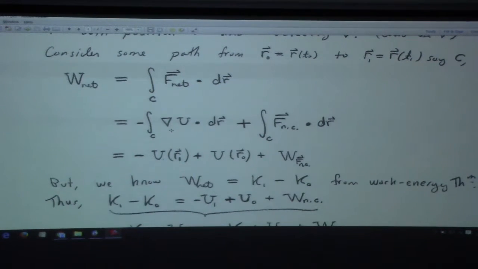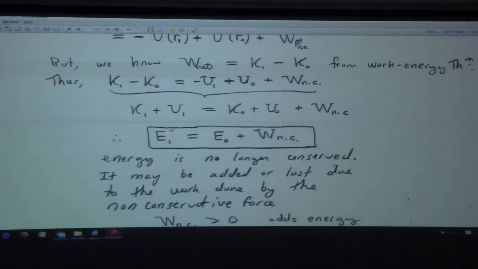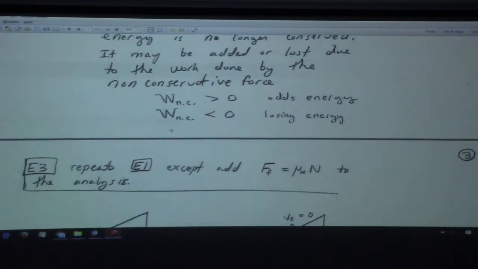Basically, here's the deal. The energy at time 1 is equal to the energy at time 0 plus the work done by the non-conservative force. That's either negative or positive depending on whether it's like a friction or it's like you kicking the soccer ball and adding energy to the system. And so that's the modified truth. We have to either add or subtract energy as accounted for by the non-conservative force.